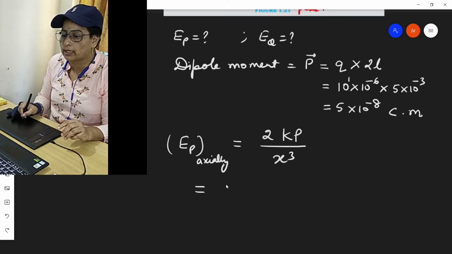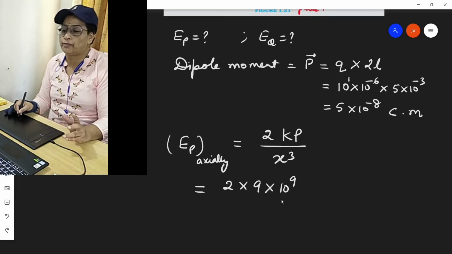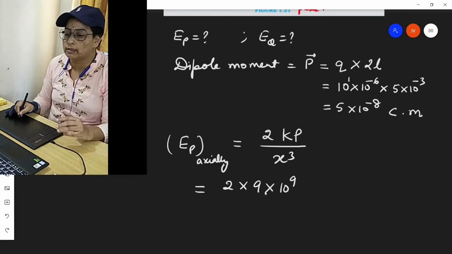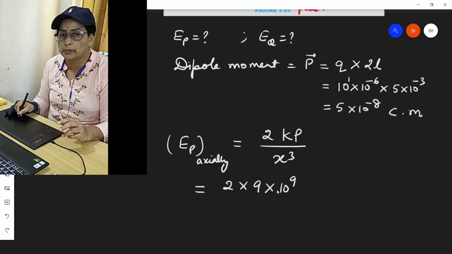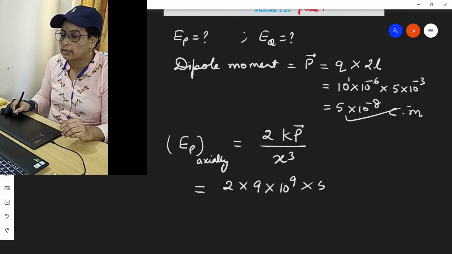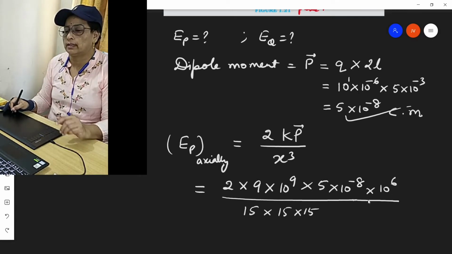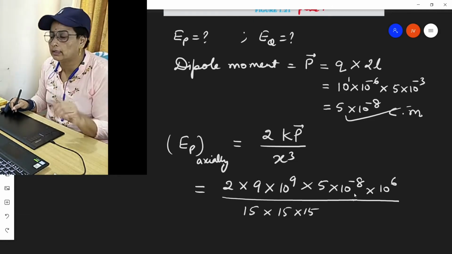And let's put in all the values. 2 into 9 into 10 to the power 9, where K is 1 by 4 pi epsilon naught, if these charges are placed in vacuum or air, whose value turns out to be 9 into 10 to the power 9, into the dipole moment. What is the dipole moment? Just now we calculated 5 into 10 to the power minus 8, by x cube. X is 15 into 15 into 15, and these three contribute 10 to the power 6. It's 100 into 100 into 100 in the numerator.